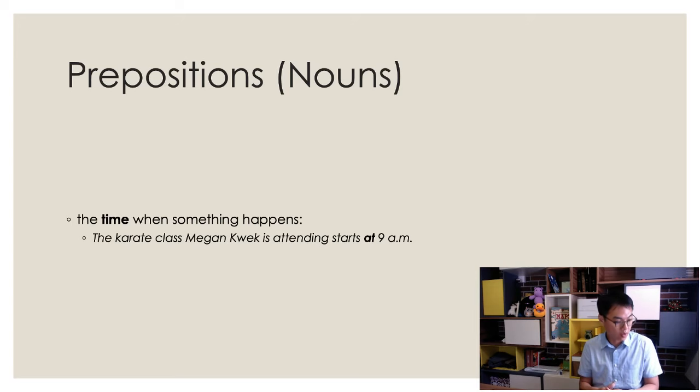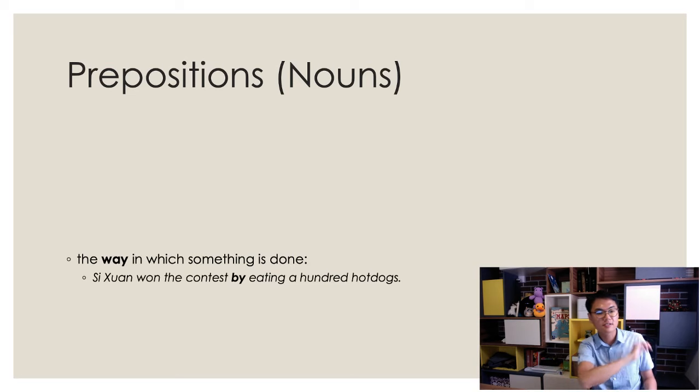Across is also a preposition. Next, the way in which something is done is also a preposition. So, how did Sixuan win the contest? Sixuan won the contest by eating 100 hot dogs. How did she do it? The way in which it was done, by eating 100 hot dogs. The word by functions as a preposition of manner, the way in which something is done. There are, of course, many other types of prepositions, but these are generally some of the more common ones, okay?